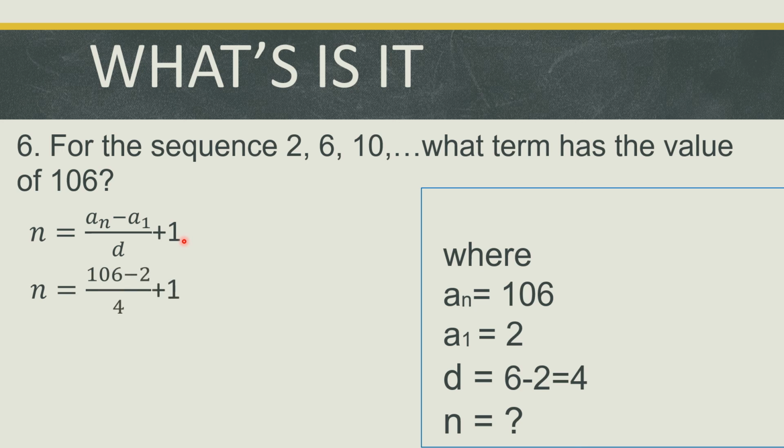Then next, by means of substitution, a sub n is 106, a sub 1 is 2, and then d is 4, and by simplifying, 106 minus 2, that is equal to 104, then bring down 4, same with 1. 104 divided by 4, that is equal to 26, and 26 plus 1, that is equal to 27. So here, it means the value of n is 27, or 106 is our 27th term.